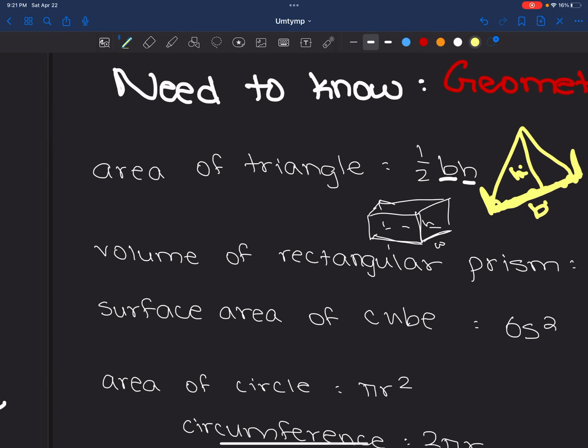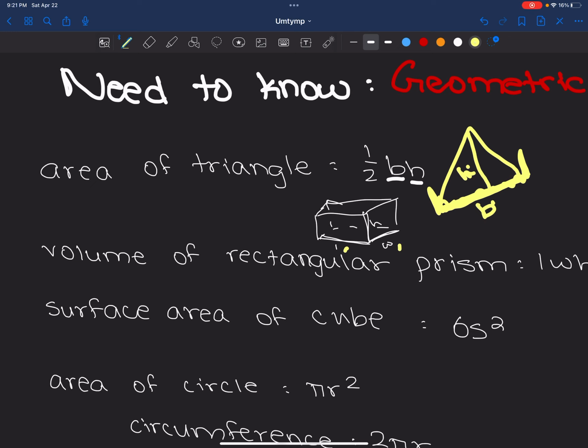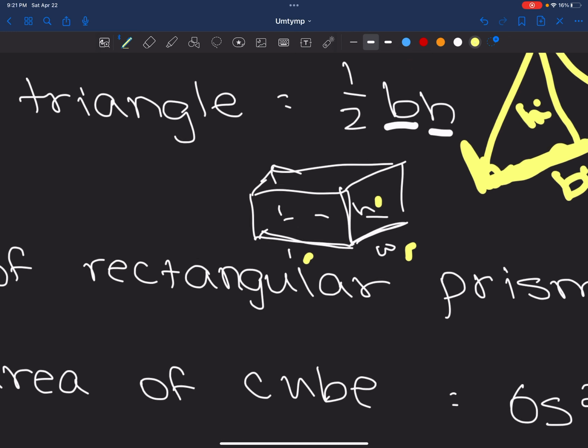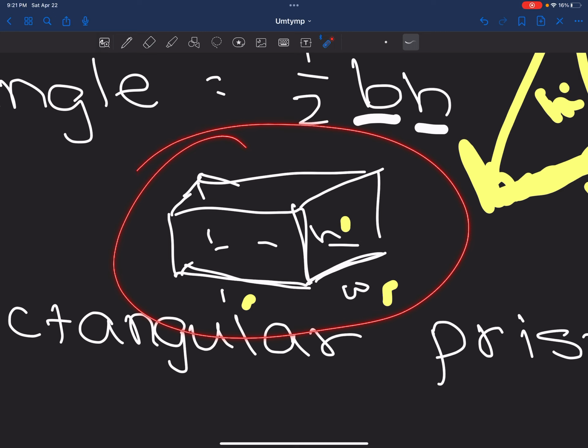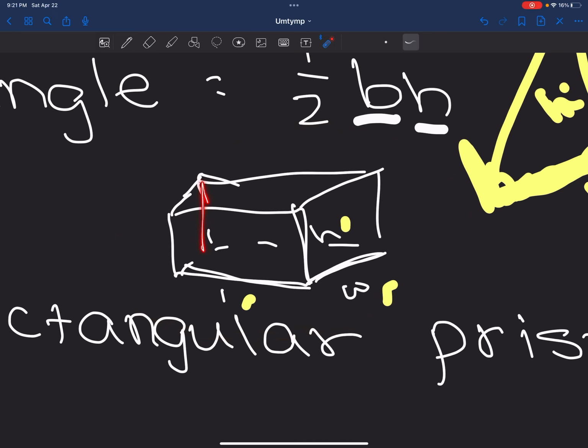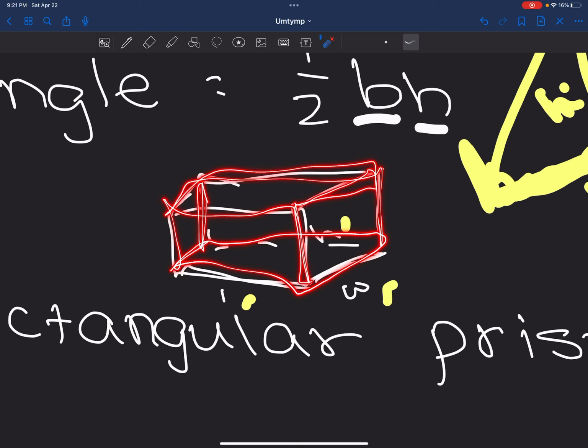And the volume of a rectangular prism is equal to the length times width times height. There's an example right here. Let me draw a quick rectangular prism. As you can see over here, I'm trying to outline it so it doesn't go away, but you can see there's a length, width, and height.